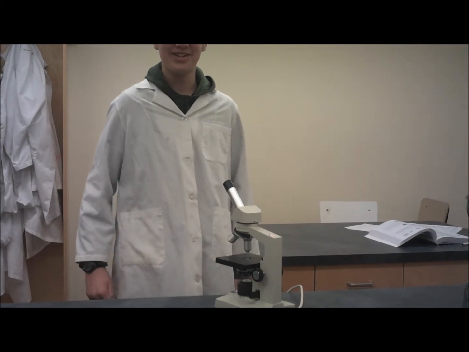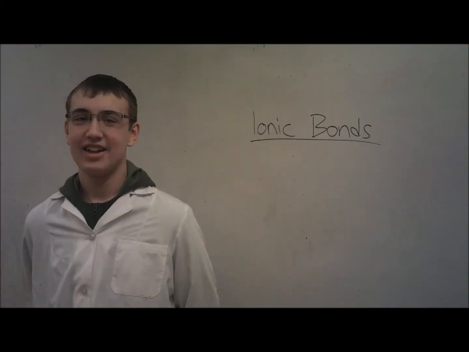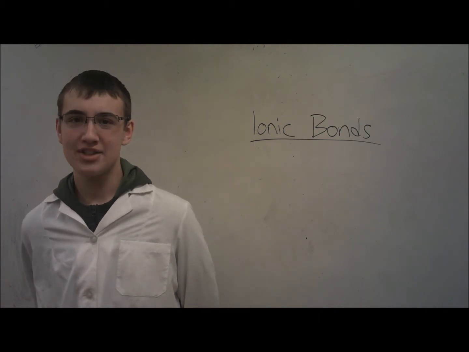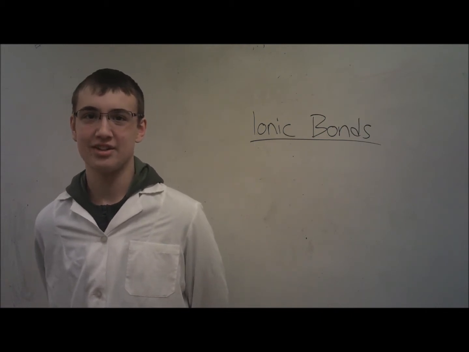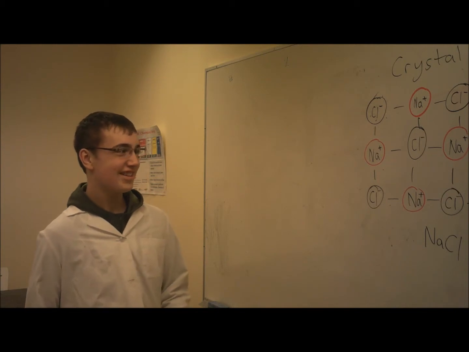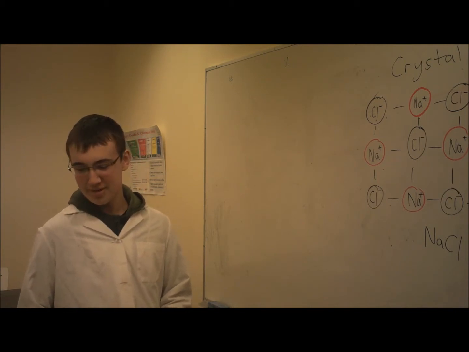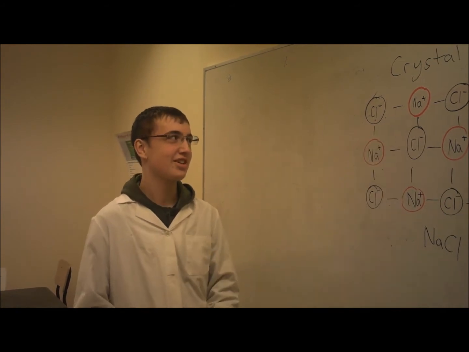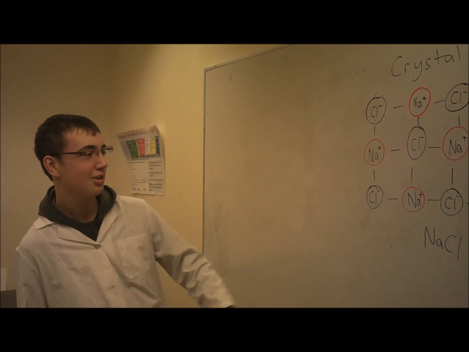Professor Mussolini, and I'm going to teach you about ionic bonds. An ionic bond is basically two oppositely charged ions bound together by a strong electrostatic attraction. Okay, this is a classic ionic bond. The negatively charged chlorine atoms bond with the positively charged sodium atoms, forming sodium chloride.